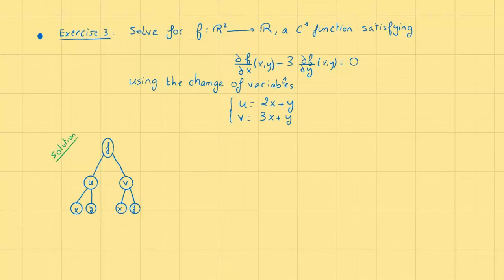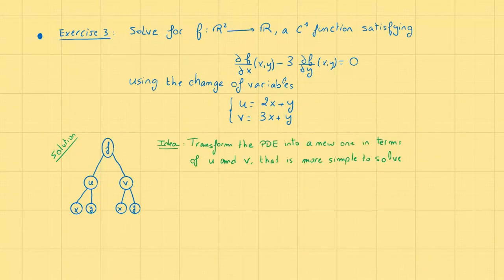Now, what is the idea behind this type of exercises? The idea is to transform the PDE into a new PDE in terms of u and v instead of x and y. But the objective is to obtain another PDE in terms of u and v that is more simple to solve than the one we had in terms of x and y. So we need to find df over dx and df over dy in terms of df over du and df over dv using, of course, the chain rule, and then replace them in the equation to transform it into a new one in terms of u and v. So of course we'll use the chain rule.